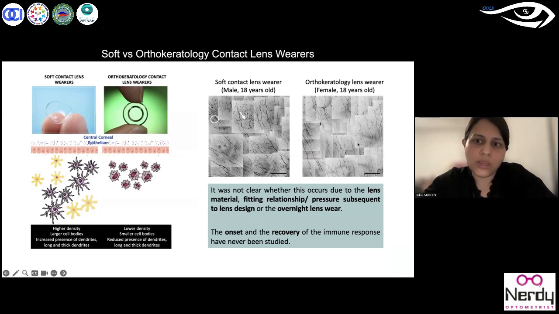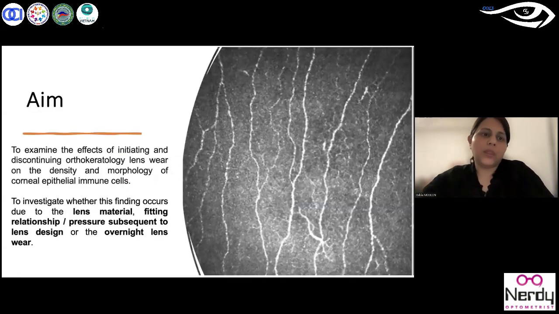And we also don't know when these cells start leaving the cornea in orthokeratology lens wear. And if they have left the cornea, do they come back or not? So this leads to our second study, in which we aimed to examine the effect of starting and stopping orthokeratology lens wear on the density and morphology of corneal epithelial immune cells. We were just interested in looking at the cornea and not the conjunctiva, and we wanted to investigate why this is happening in the cornea of orthokeratology lens wearers. Is this due to lens material, their fitting relationship, or mechanical pressure, or is this because these people wear lenses while they are sleeping?